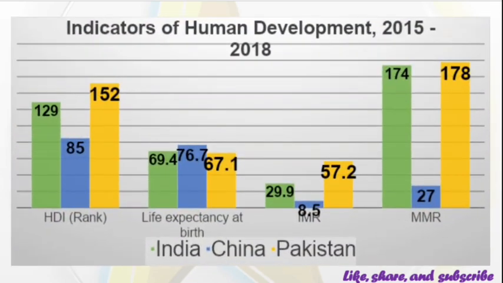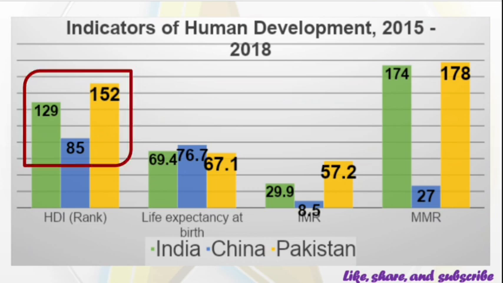This slide displays a few indicators pertaining to human development in these countries. In terms of Human Development Index rank, India stood at 129th position, China at 85th position, and Pakistan at 152nd position.